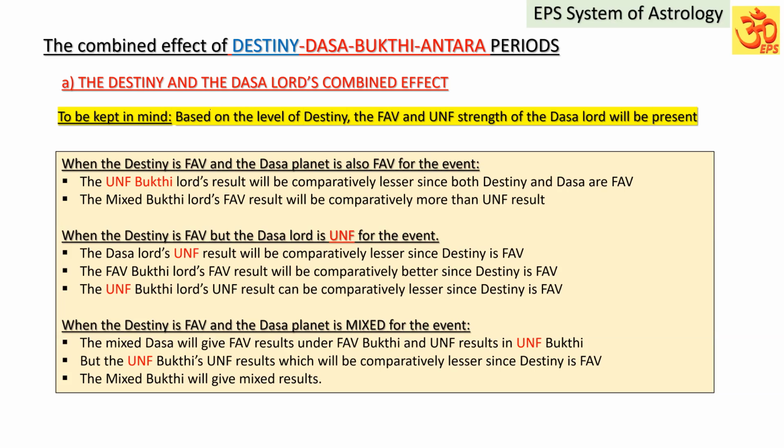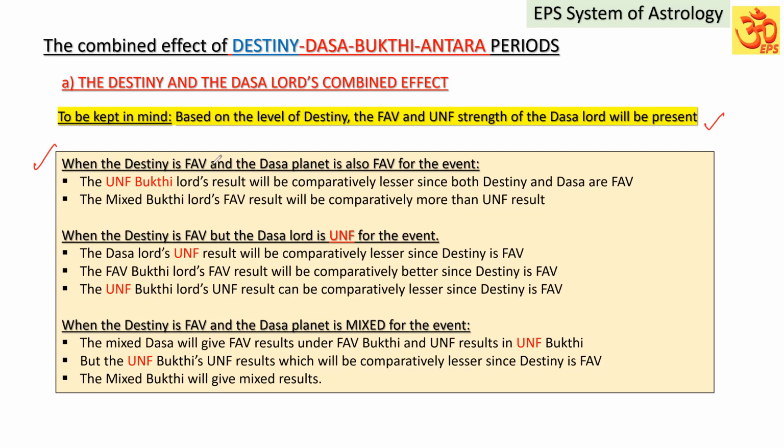The combined effect of destiny, Dasa, Bugdi, and Antara periods. The first one we are going to discuss is the destiny and the Dasa Lord's combined effect. To be kept in mind, based on the level of destiny, the favorable and unfavorable strength of the Dasa Lord will be present. I think you are able to understand. Now let us check a few combinations.